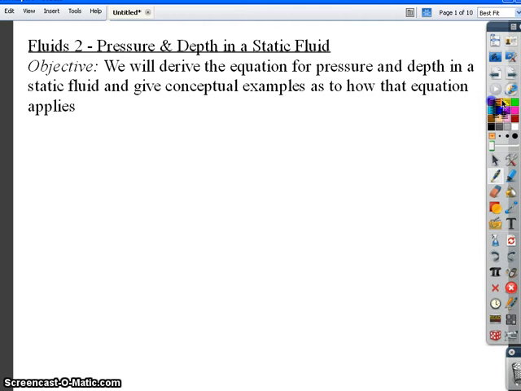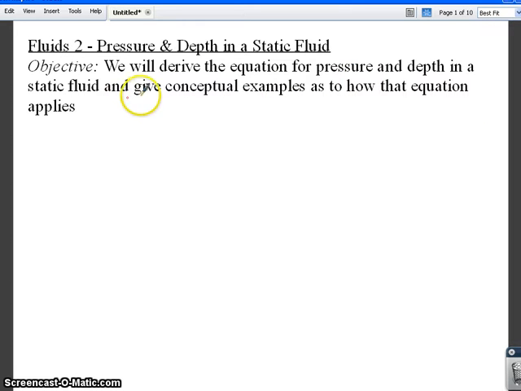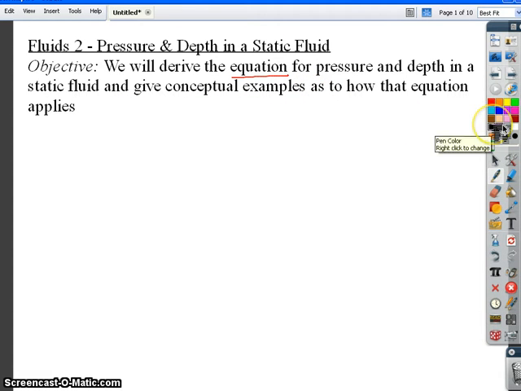We are now going to derive the equation for pressure and depth in a static fluid. We're going to derive an equation, and we're going to give some conceptual examples as to how this equation applies. And so let's first talk about what static means.